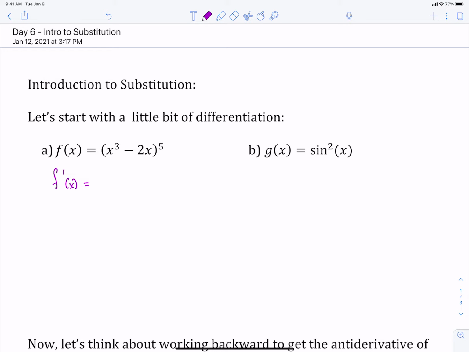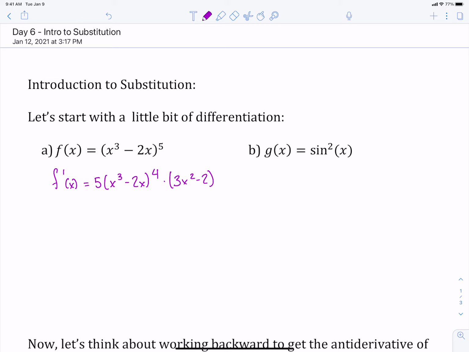So remember with the chain rule, we have a function put into another function. For example, with f of x, we have x cubed minus 2x plugged into x to the fifth. So when we use the chain rule, we take the derivative of that outside function, in this case that to the fifth power, then times the derivative of our inside function. And that's it. We've done it. We've taken the derivative. There it is.